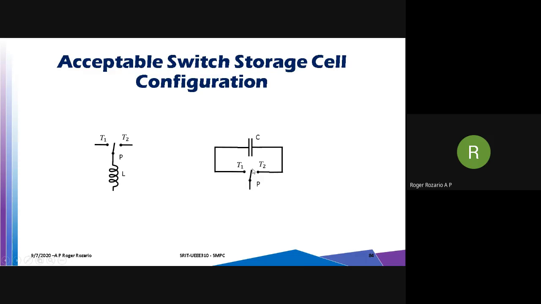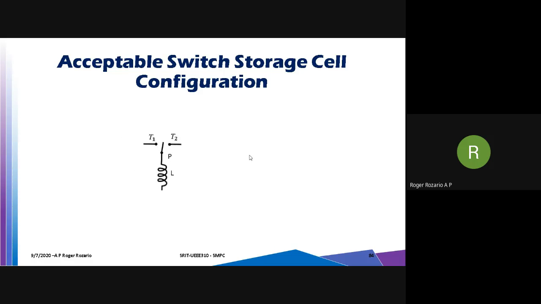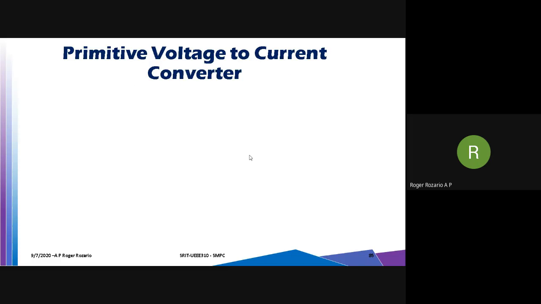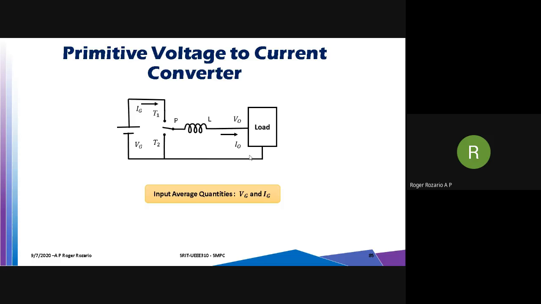And also the capacitor voltage should not be shorted. So the capacitor was connected in series between T1 and T2. And this combination of the switch and the storage element is called the acceptable switch storage cell configuration. So we are using the inductor and the single pole double throw switch as the storage cell and constructed a primitive voltage to current converter.